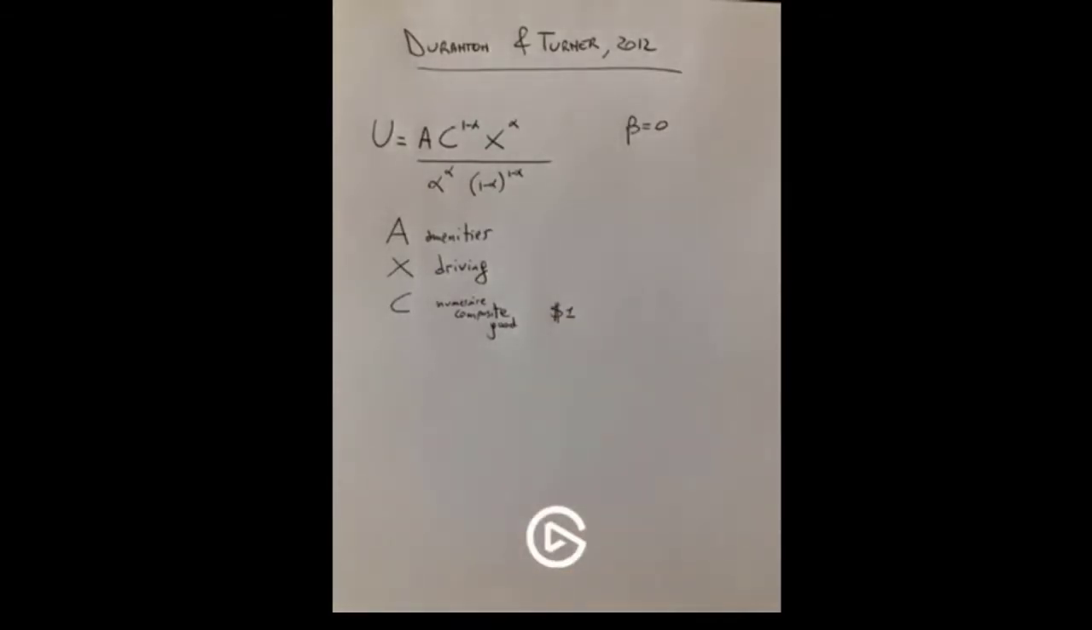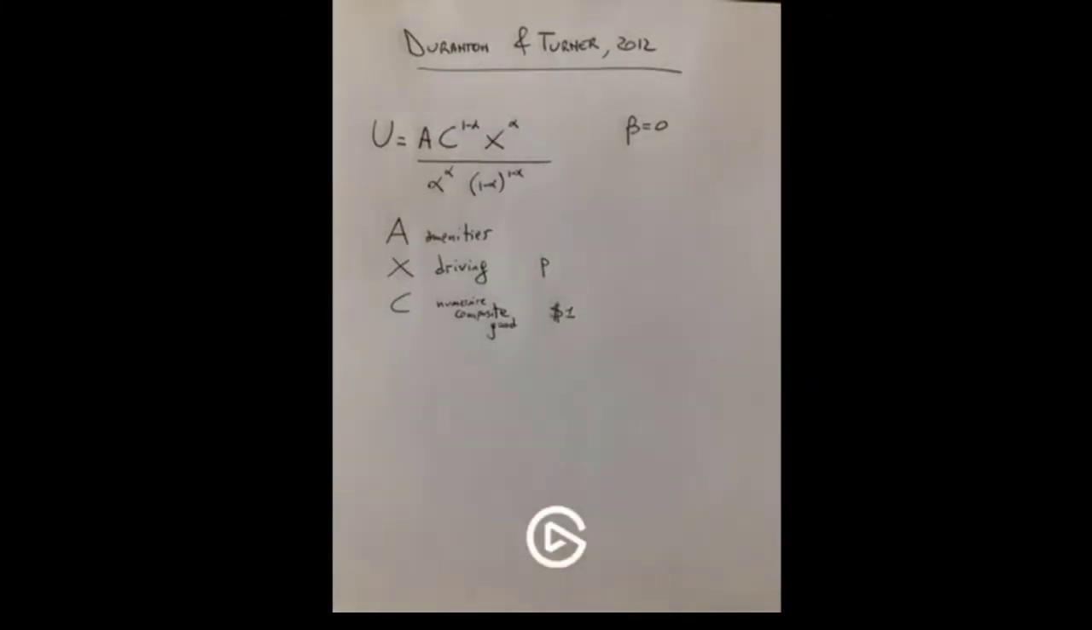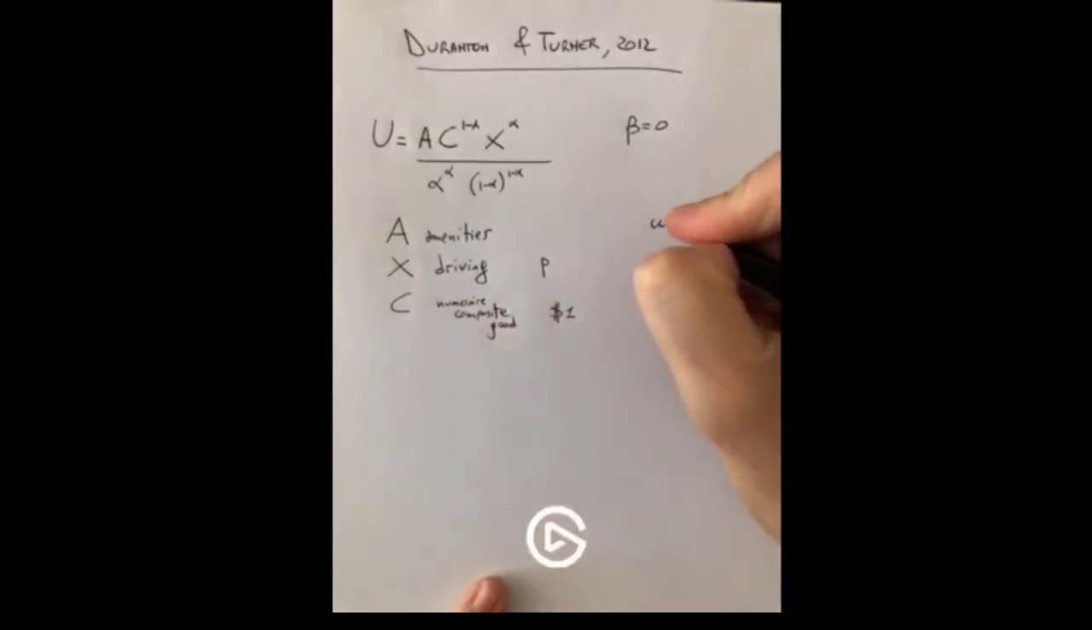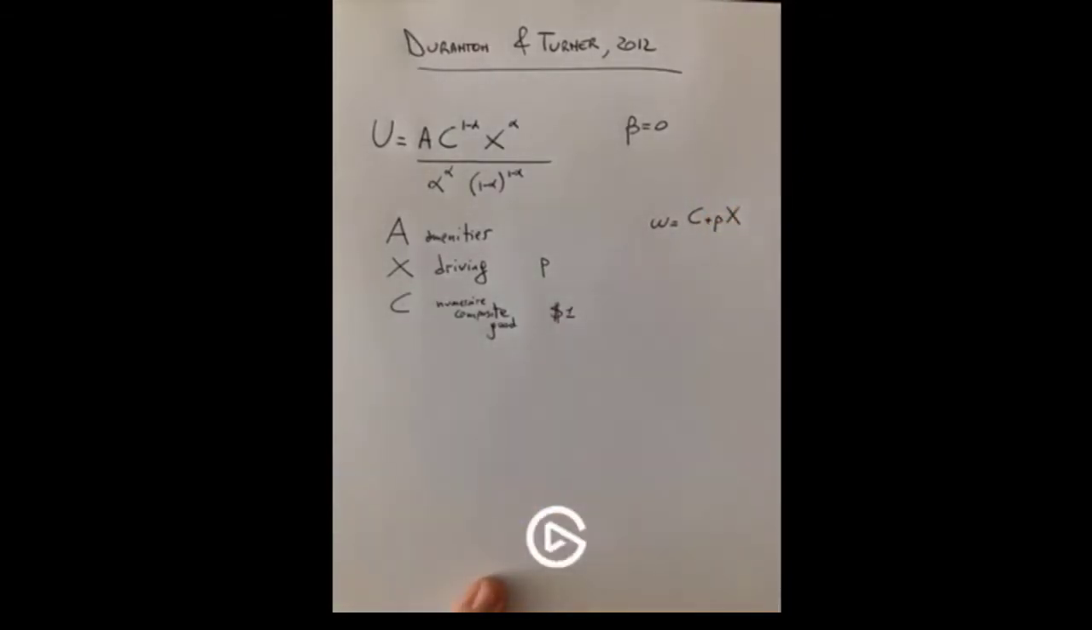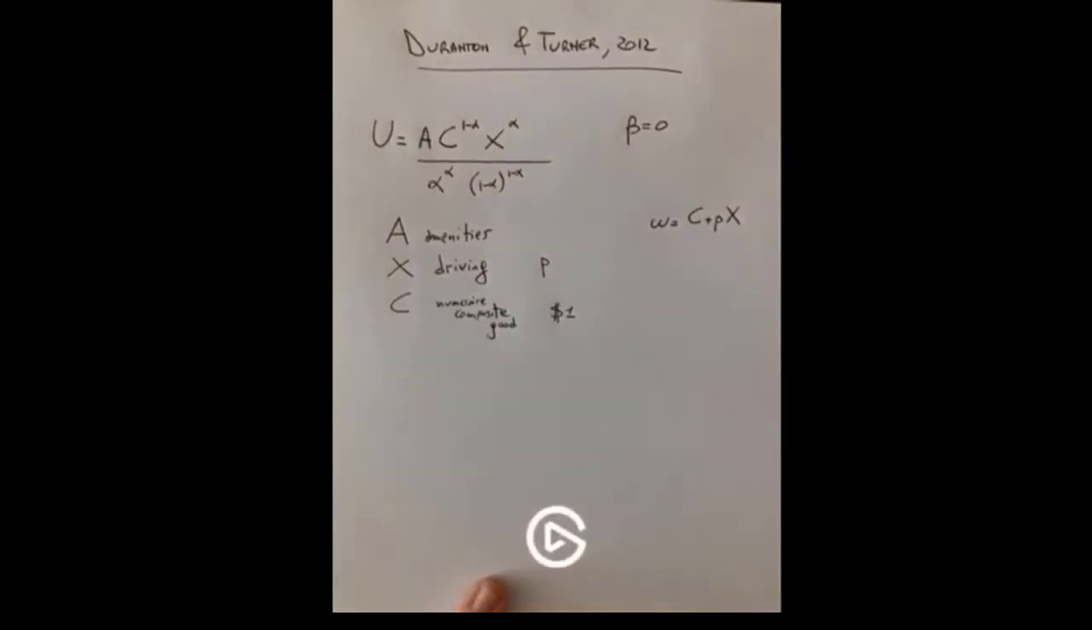In terms of driving, we set the price of driving equal to P. The consumer has a wage income equal to W, and therefore the budget constraint for the consumer that lives in this city is C plus PX equal to W. Okay, what I spend in consumption plus what I spend in driving has to be equal to my income.